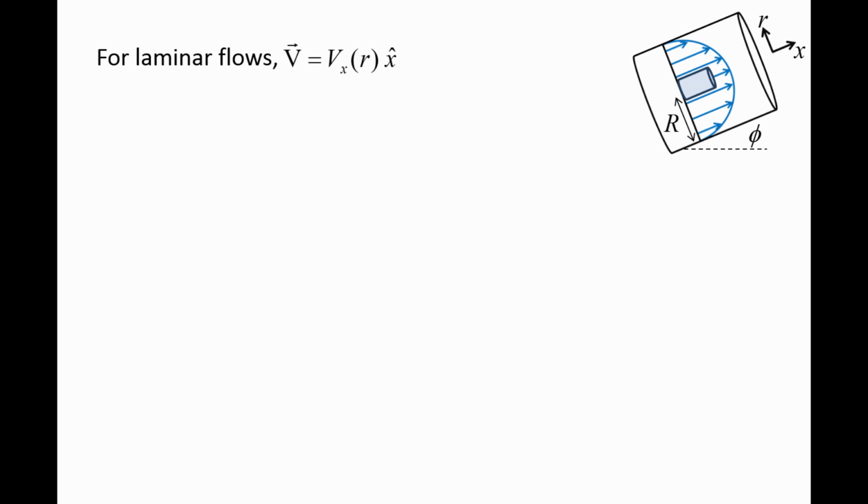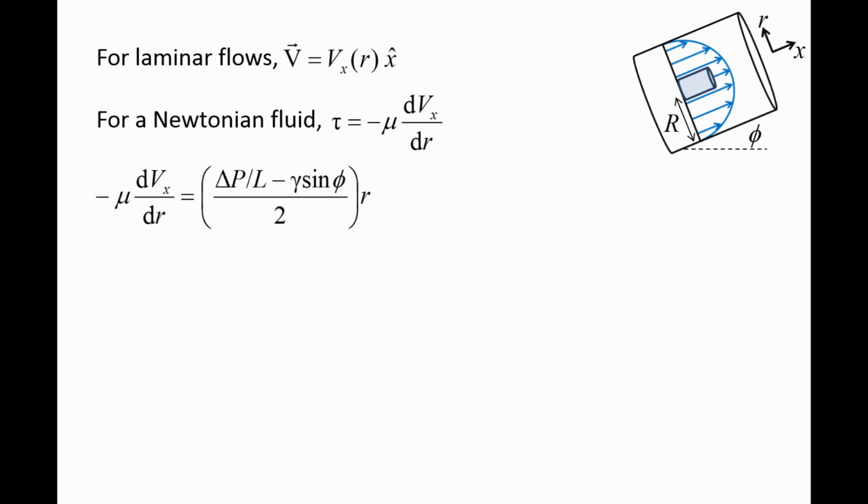For fully developed laminar flows, the velocity vector only has an axial component, Vx, which only varies in the radial direction. For Newtonian fluids, we can relate the velocity to shear stress through the equation tau equals negative viscosity mu times the velocity gradient dVx/dr. The negative sign appears because the velocity decreases in the radial direction, making the velocity gradient negative. However, tau must be a positive quantity. The negative sign accounts for this. Substitute this expression for tau into Newton's second law and solve for dVx.